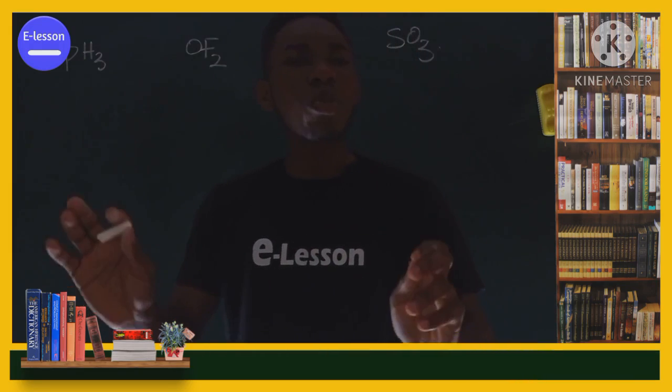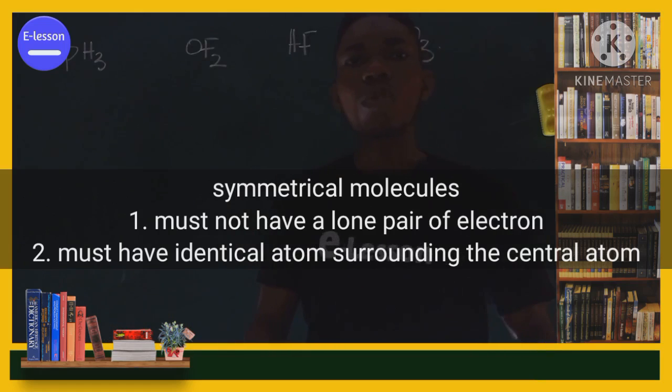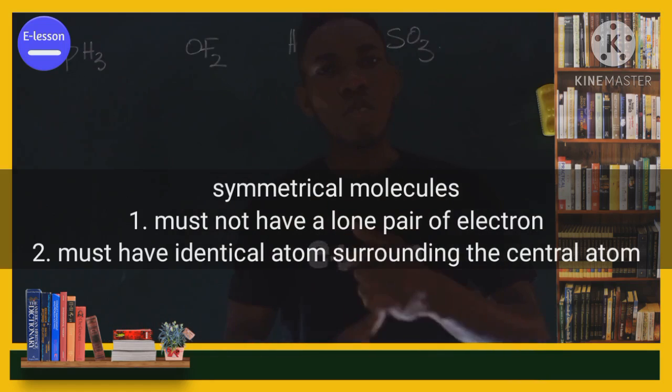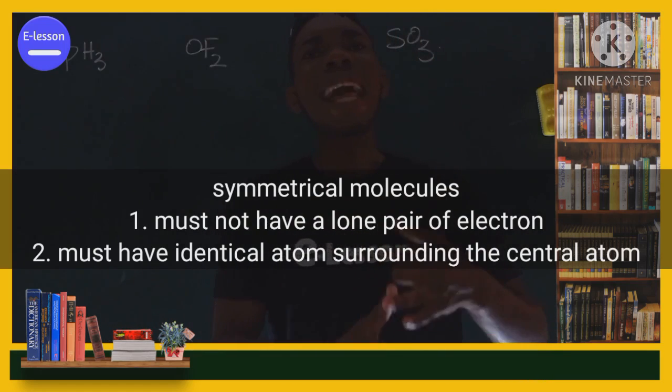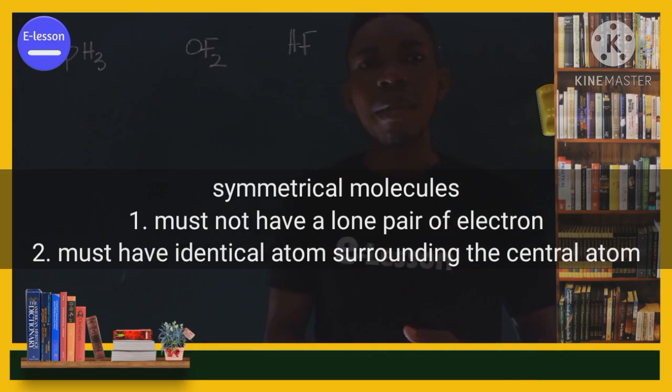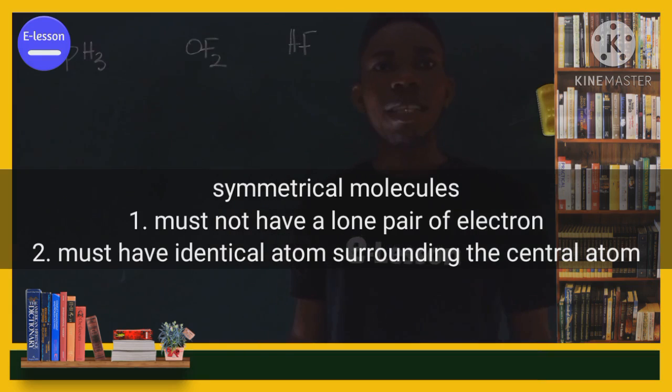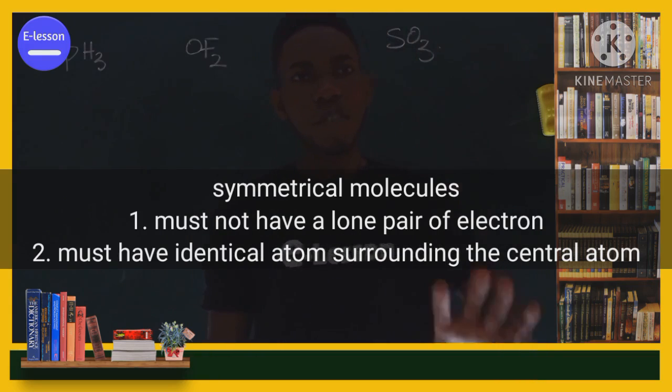Now, the easiest way to know if a molecule is symmetrical or not is, one, the molecule must not have a lone pair of electrons. Secondly, the molecule must have all atoms the same. If the molecule has all atoms the same, then it is symmetrical. Or let's say all the atoms surrounding the central atom must be the same. If all the atoms surrounding the central atom are the same, then the molecule is said to be nonpolar.